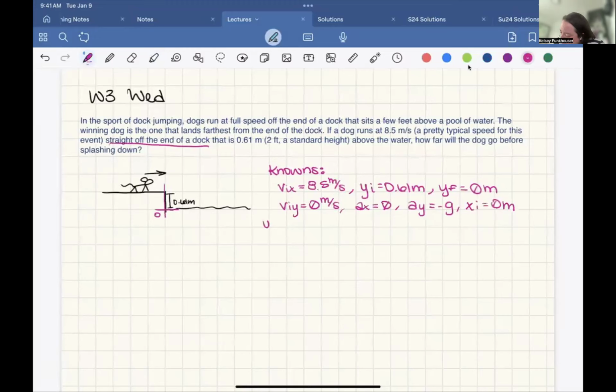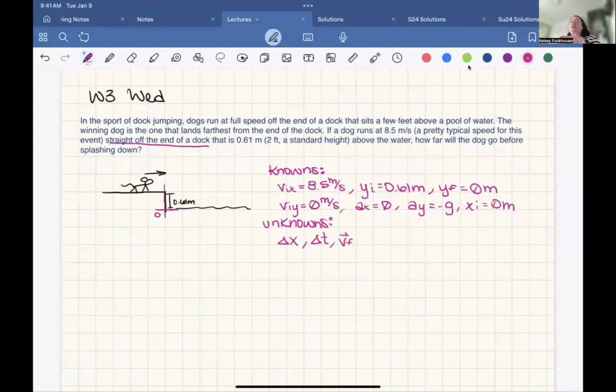Cool, let's do unknowns now. So what don't we know? Well, what are we asked for? How far the dog goes before splashing down. So that is the displacement in x, or the range. We also don't know the time interval of that, and we don't know the final velocities.